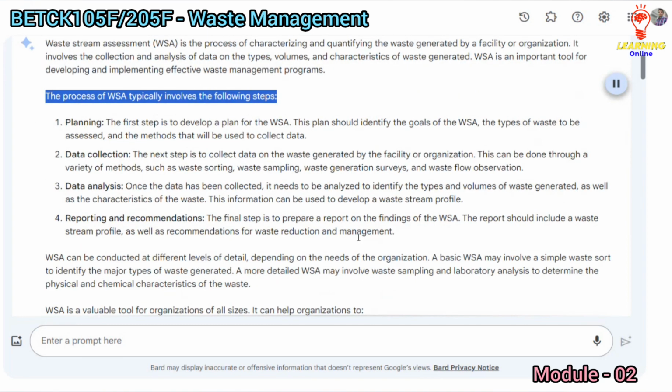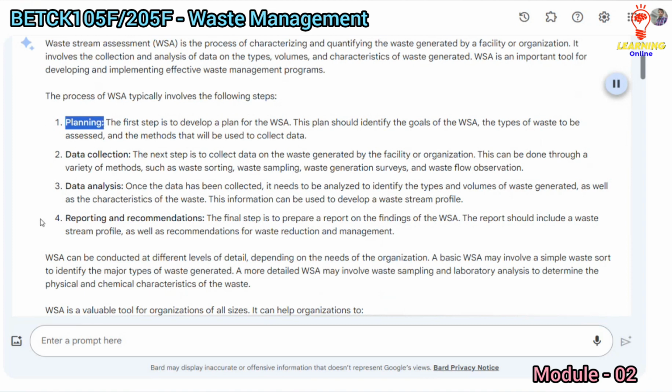1. Planning. The first step is to develop a plan for the WSA. This plan should identify the goals of the WSA, the types of waste to be assessed, and the methods that will be used to collect data. 2. Data collection. The next step is to collect data on the waste generated by the facility or organization. This can be done through a variety of methods, such as waste sorting, waste sampling, waste generation surveys, and waste flow observation.